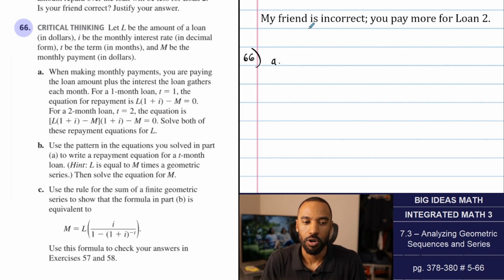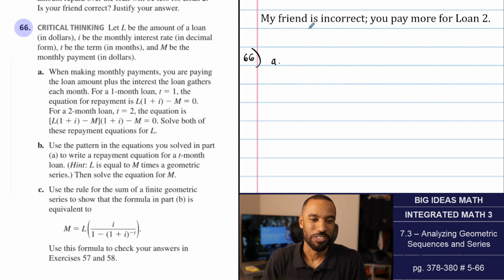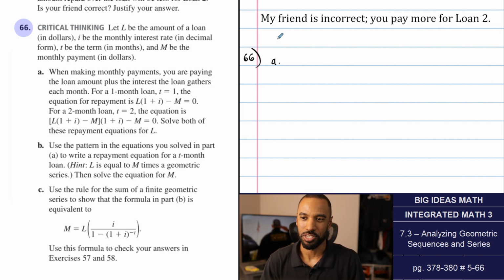I might struggle. For a 1-month loan, T equals 1. The equation for repayment is L times 1 plus I minus M equals 0. I'm freaking out. For a 2-month loan, I'm so close to the finish line. For a 2-month loan, the equation is L times 1 plus I minus M times 1 plus I minus M equals 0. Solve both of these repayment equations for L. Okay, well, I'm just getting L by itself on these. That's not too hard.